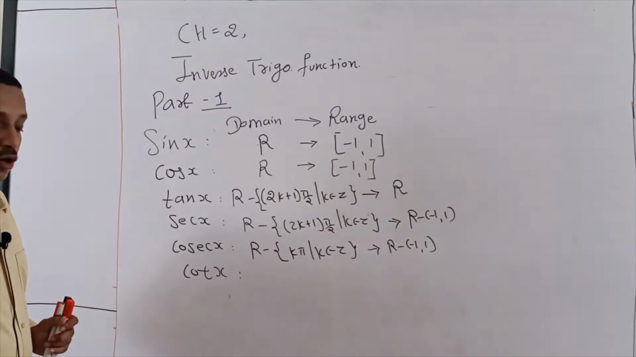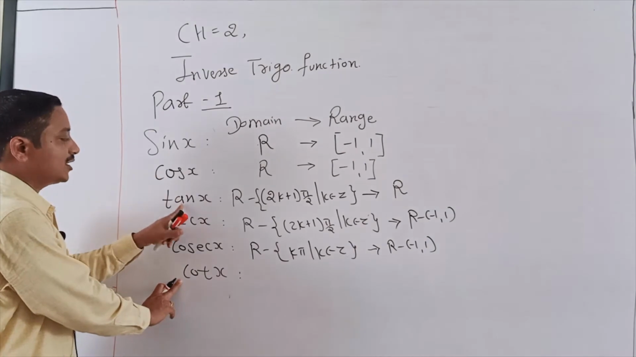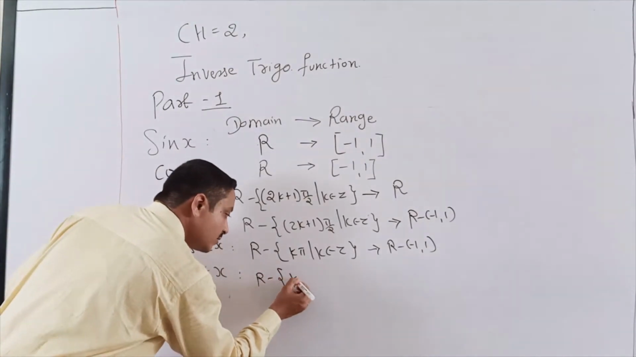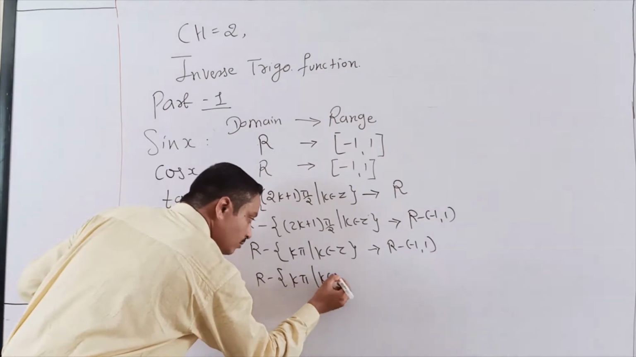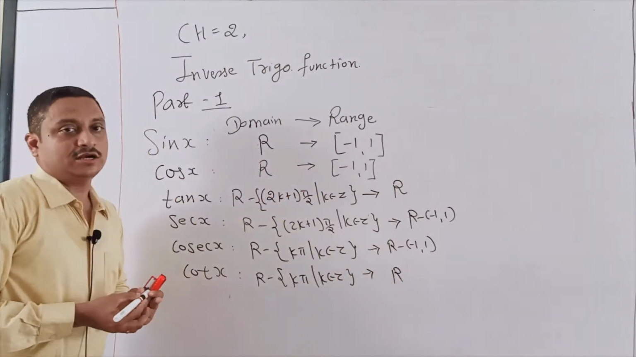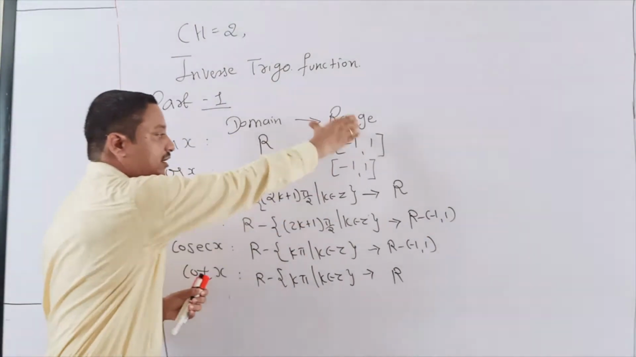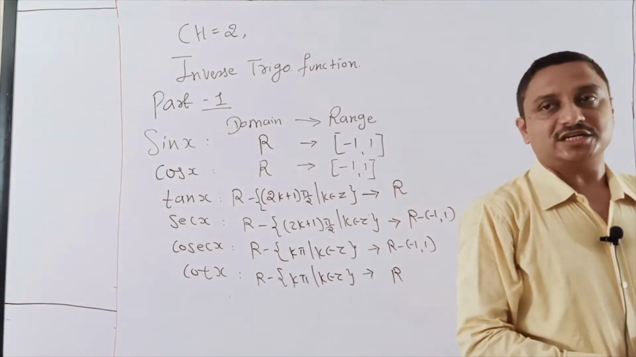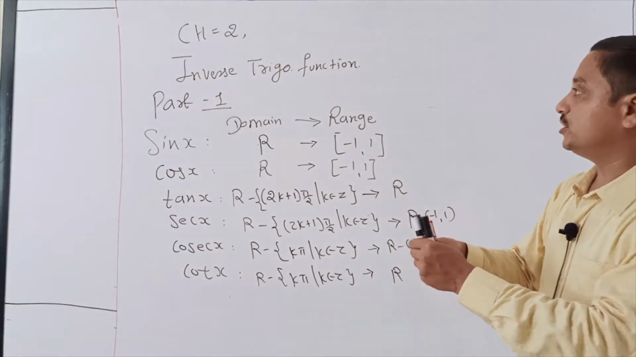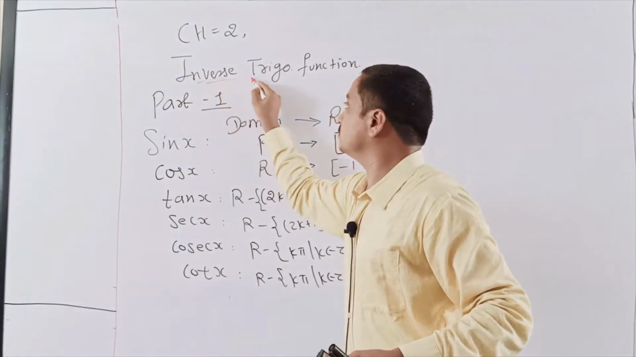And last, the cot x function. When cot does not exist, yes, tan is 0. And where is tan 0? At every k pi, k belongs to Z, and the cot range is R. Now these are the domain and range. Students, this is only the trigonometric functions. Now I actually start the inverse trigonometric functions.